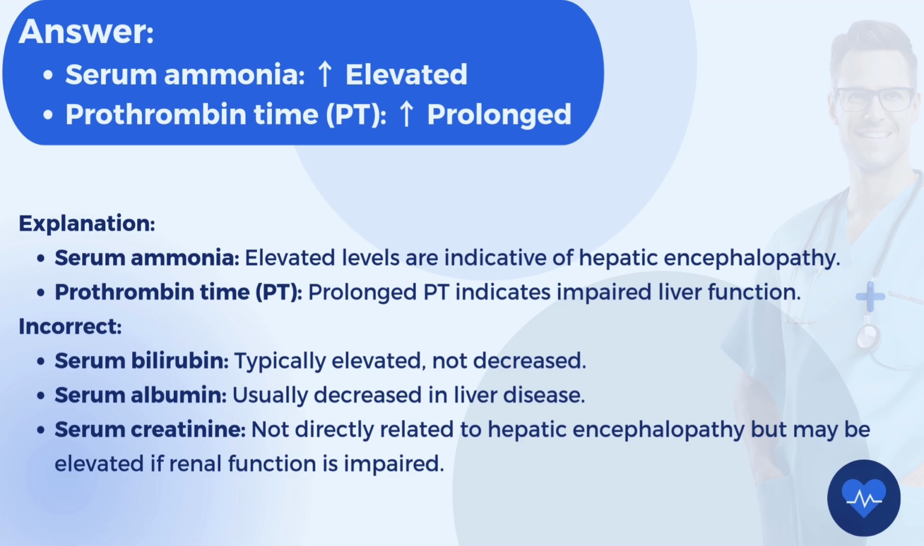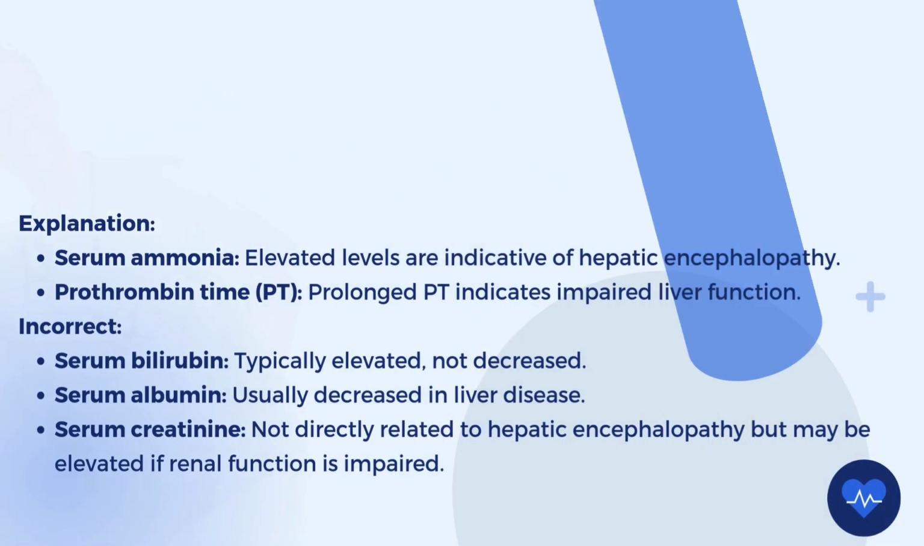Explanation. Serum ammonia, elevated levels are indicative of hepatic encephalopathy. Prothrombin time, PT prolonged. PT indicates impaired liver function. Incorrect: Serum bilirubin, typically elevated, not decreased. Serum albumin, usually decreased in liver disease. Serum creatinine, not directly related to hepatic encephalopathy but may be elevated if renal function is impaired.